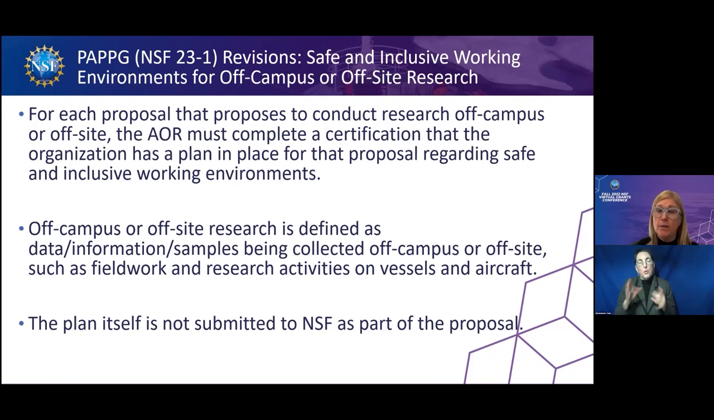So now I'm going to talk about another change that was made to the proposal and award policies and procedures guide. And that has to do with safe and inclusive working environments for off-campus or off-site research. Now, you may have noted that we actually had a supplementary document in the for comment section of the PAP guide, and that has been changed in the final version to establish these new requirements that will be implemented for new proposals submitted on or after January 30th. So for each proposal that proposes to conduct research either off campus or off site, the AOR has to complete a certification that the organization has a plan in place for that proposal regarding safe and inclusive working environments.